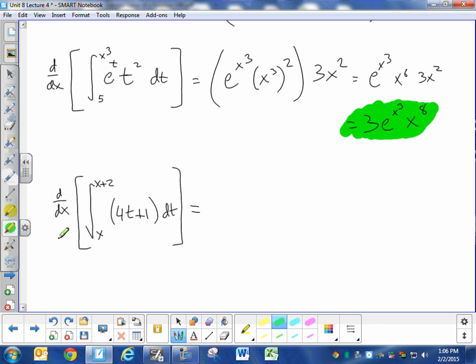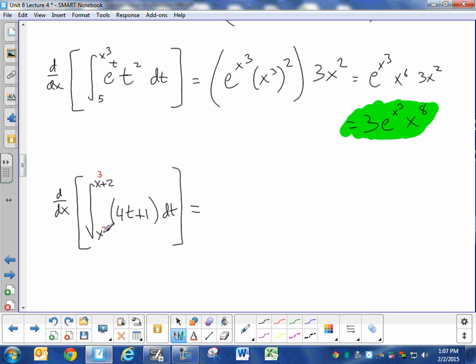Well, what if we had variables in both of our bounds? Anybody know how to tackle this? Mr. Barron? Exactly. Perfect. Why aren't we doing that for all the other problems we've done? Why do we have to do the subtraction?